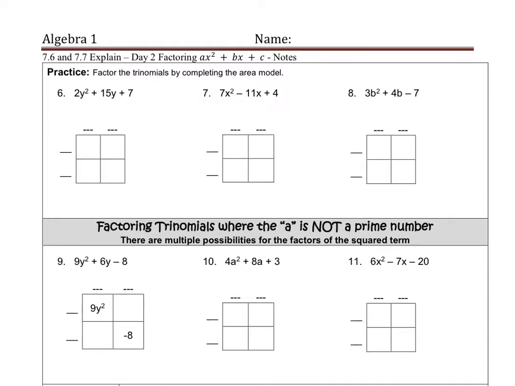Okay, welcome back to part 2 of the video. We're going to continue on numbers 6, 7, and 8 in practicing factoring trinomials that have a leading coefficient. So I want you to go ahead and pause your video to solve 6, 7, and 8, working through the puzzles, and then start the video back up to check your answers.